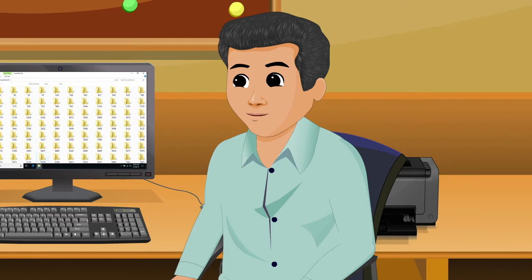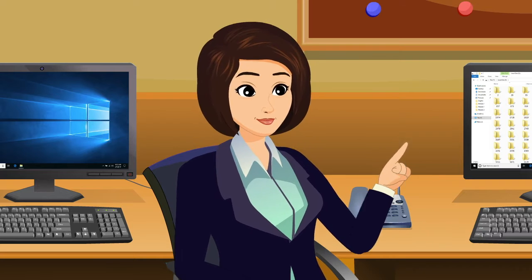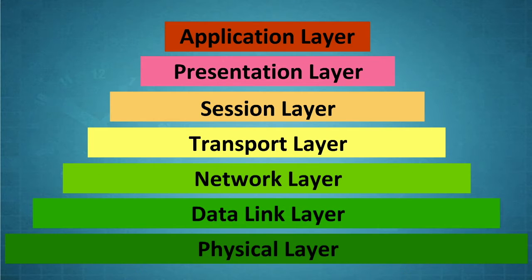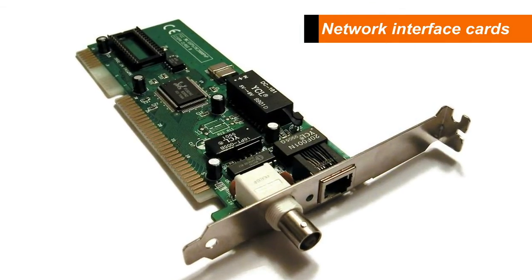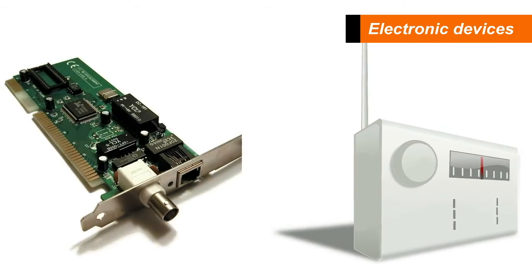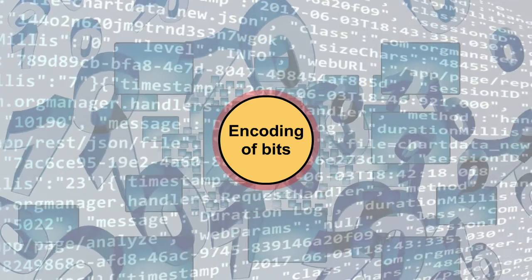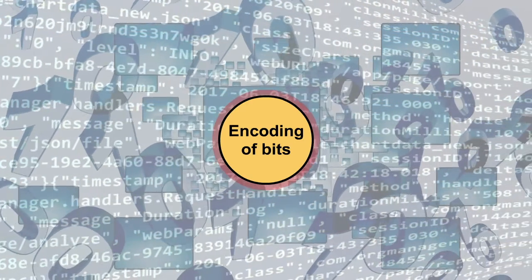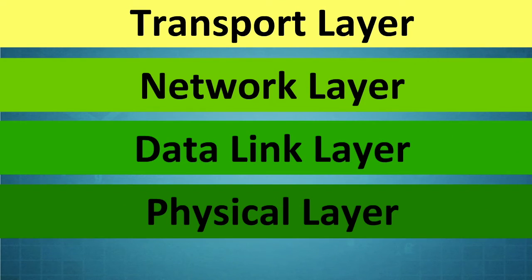So, it's all about layers in the network, ma'am. These layers are actually tiered to make a 7-tiered layer. The first is the physical layer. It deals with network design and hardware, such as physical cables, network interface cards, and wireless radios, besides other electronic devices. Encoding of bits in the medium is also decided by this layer. Finally, the transfer of each bit of data is the responsibility of this layer.